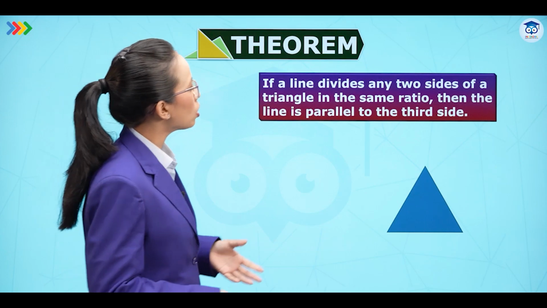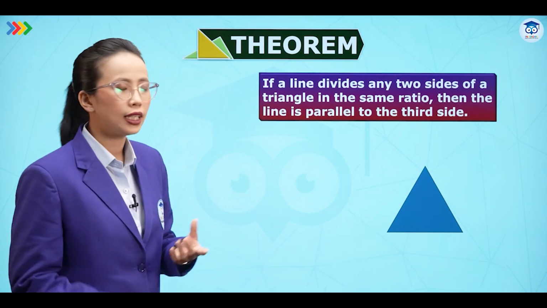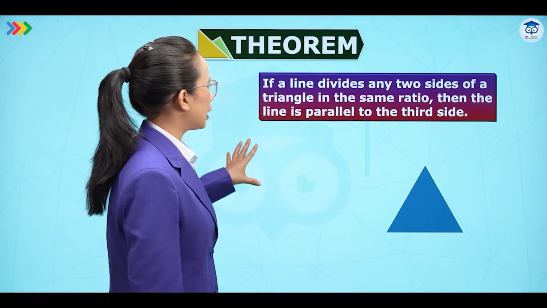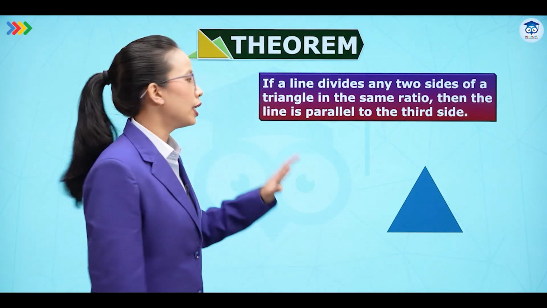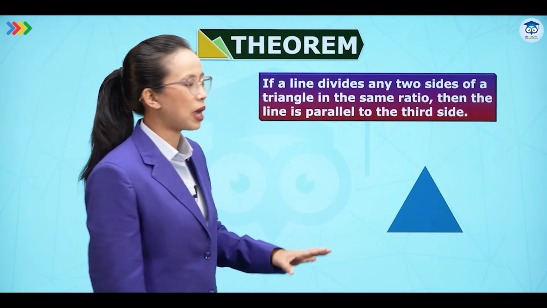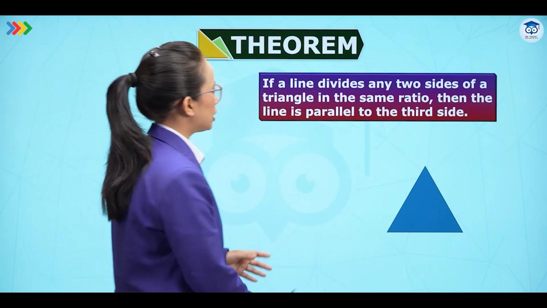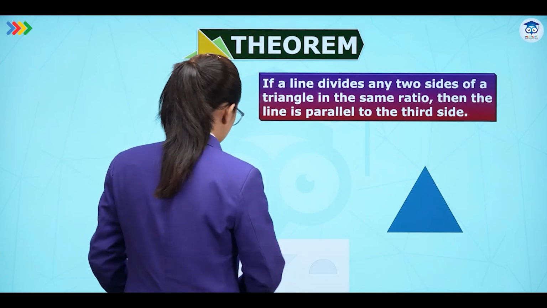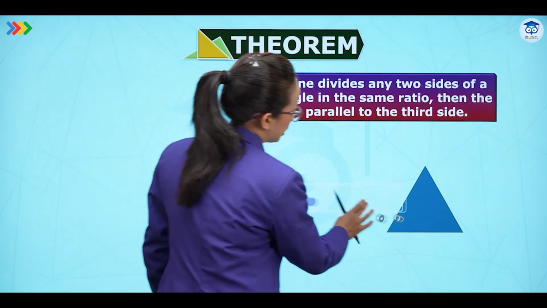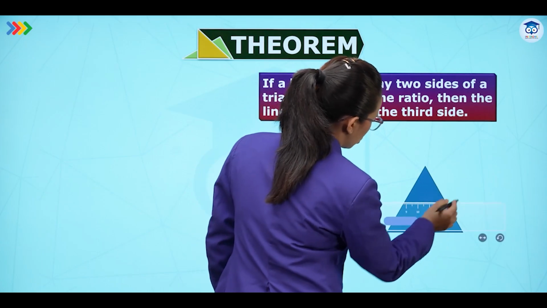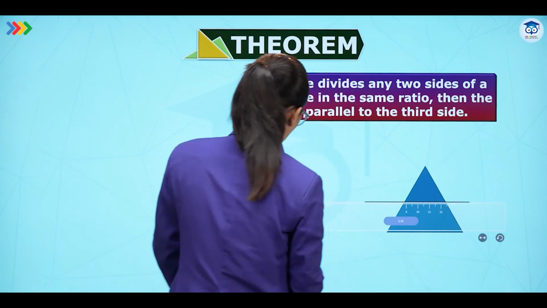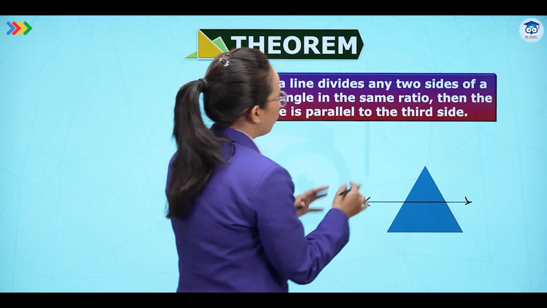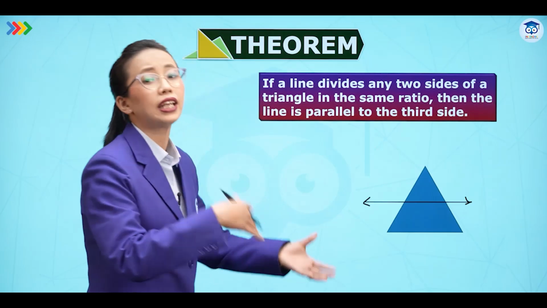Next is the converse of this theorem. That is, if a line divides any two sides of a triangle in the same ratio, then the line which is drawn is parallel to the third side. So this is the converse of the Thales theorem, which is the basic proportionality theorem. So it says that there is a line, and we don't know if it is parallel or not.